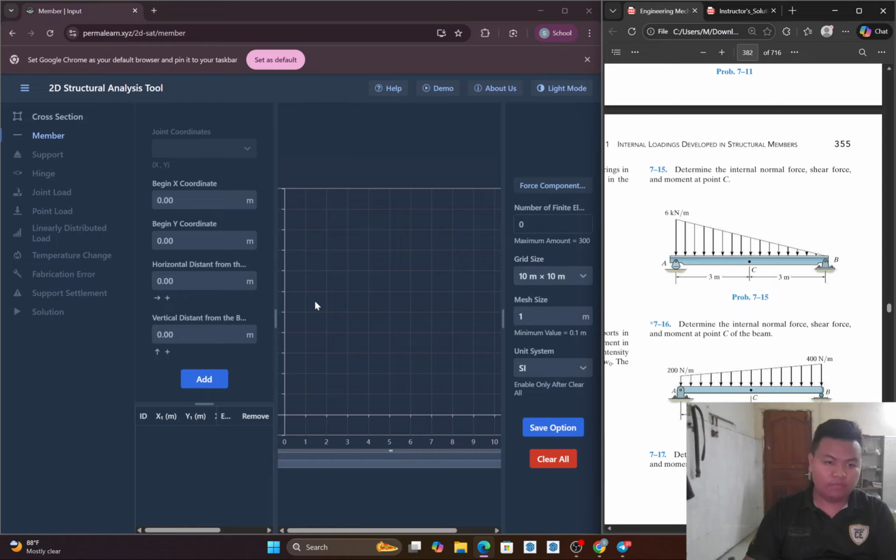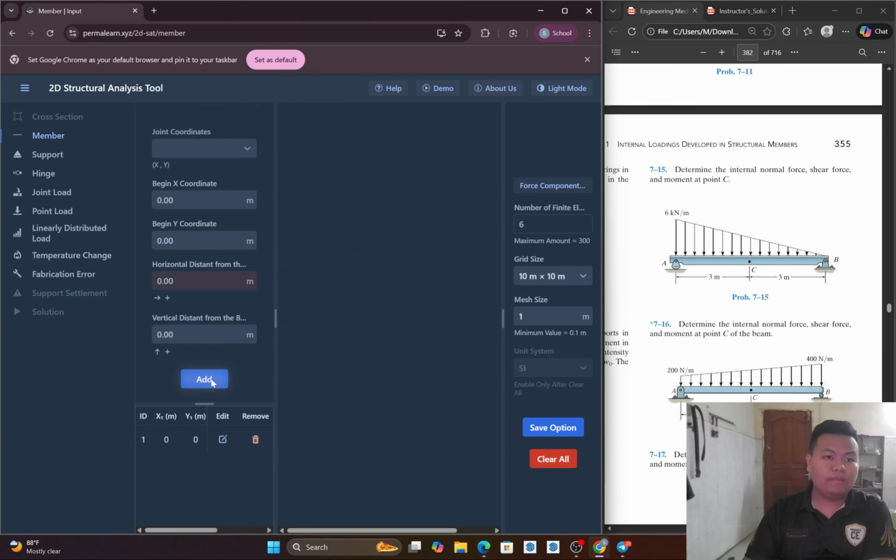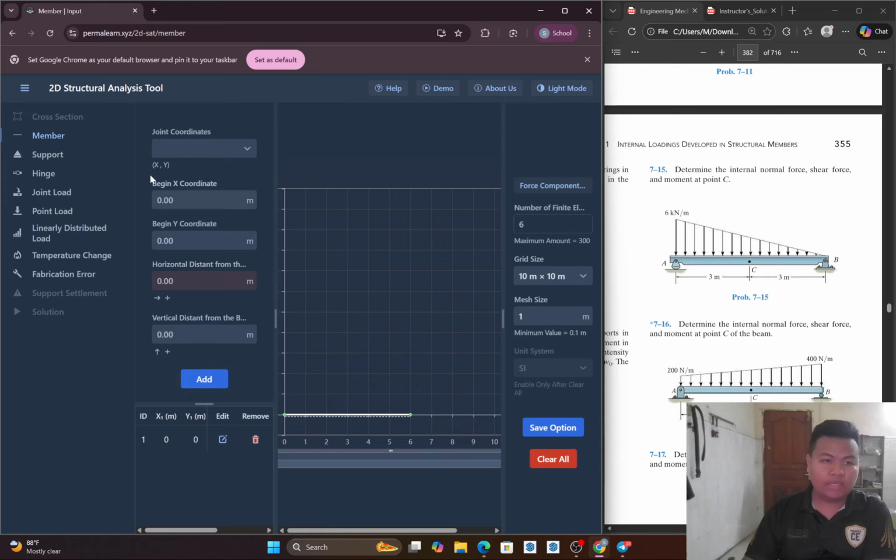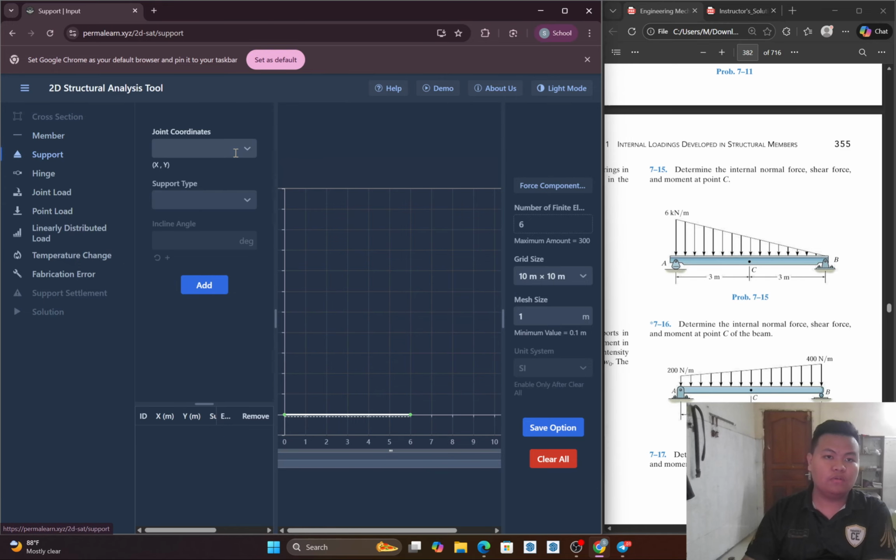So let's draw the beam first. The total length of the beam is 6 meters, so I type 6. So I click add. Then let me add the support of the exercise. At joint A, this support we call roller, so I put roller and press add. And at joint B we have the pin support, so I pick pin and click add.